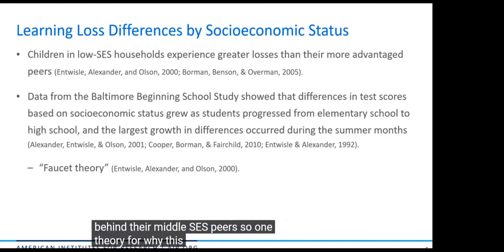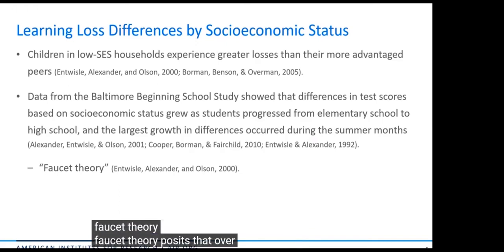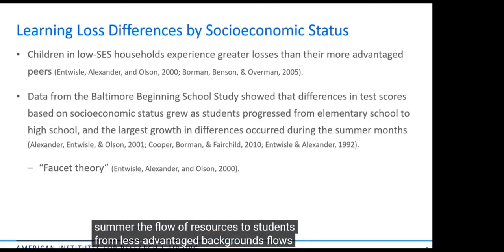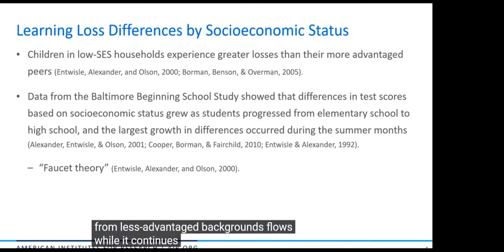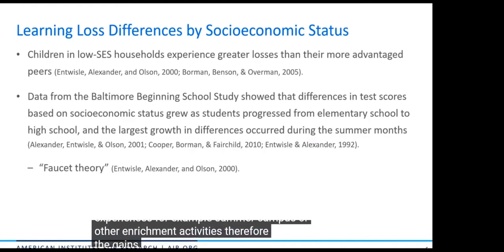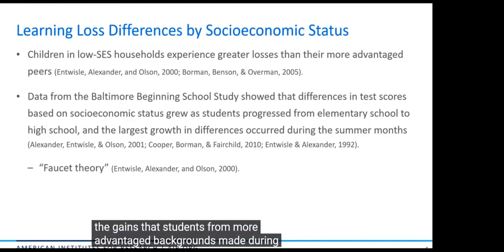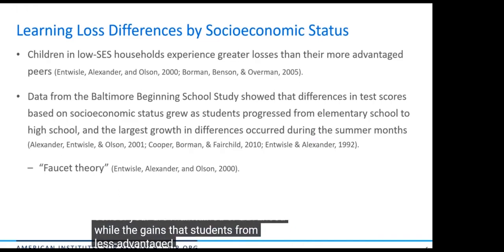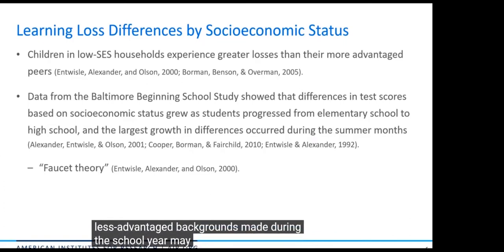So one theory for why this may happen is called faucet theory. Faucet theory posits that over the summer, the flow of resources to students from less advantaged backgrounds slows, while it continues for students from more advantaged backgrounds in the form of access to high-quality summer learning experiences, for example, summer camp or other enrichment activities. Therefore, the gains that students from more advantaged backgrounds made during the school year are maintained or advanced, while the gains that students from less advantaged backgrounds made during the school year may be partially lost.